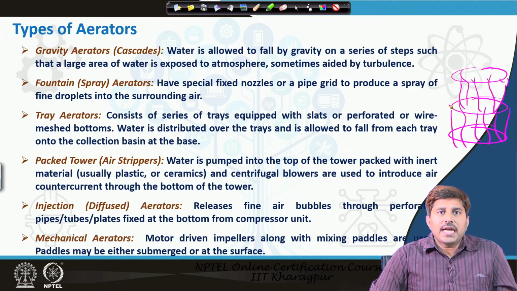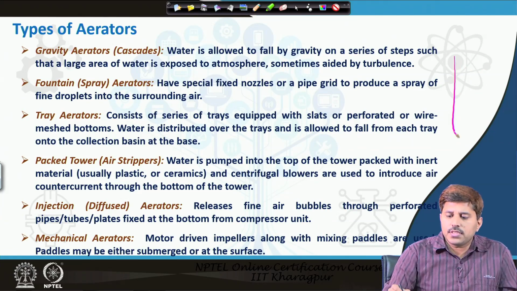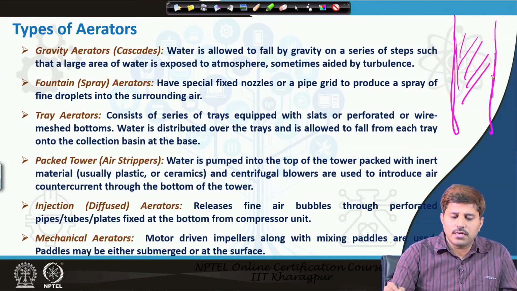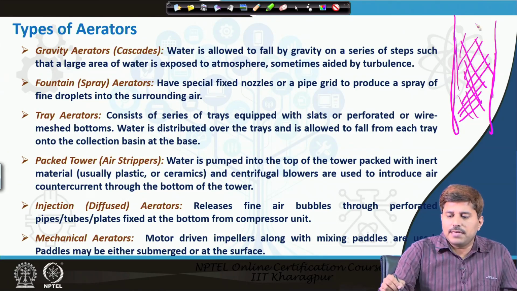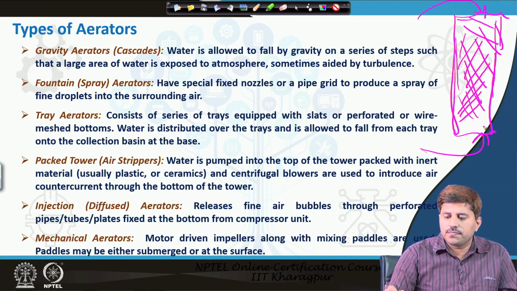There are packed towers, or what we call air strippers as well. So, air strippers will be like long columns, okay, which are packed with some inert material. Okay. Generally plastic or ceramic kinds of materials can be used. Now what we do, we release water from the top, so water flows down by gravity and we pump air from the bottom. Okay.